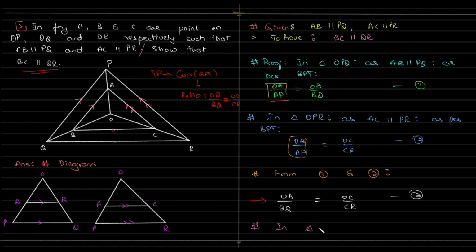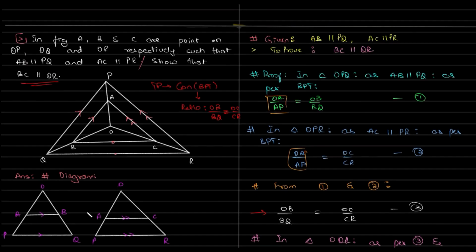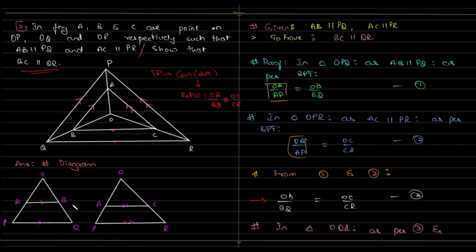So in triangle OQR, as per equation 3, and I have to go to the next line here. Converse of BPT, we have BC, sorry, being parallel to QR. Hence proved. And my job is done. And your job also is done. So now you can pause and have a look.